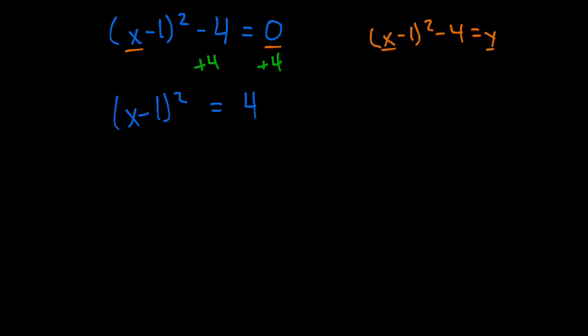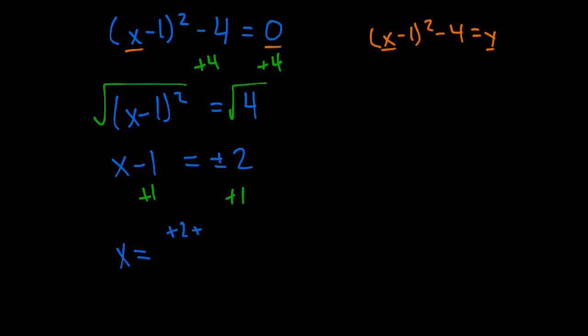Well, then the next thing that we can undo is the squared. How do we undo something squared? We take a square root. All right, square root of that on the left leaves us with just x minus 1. On the right, square root of 4, don't forget the positive and negative, so we have plus or minus 2. And then the last thing to undo is this minus 1. So we add 1, we add 1. So x is either a positive 2 plus 1, so that's 3, or x is a negative 2 plus 1, which is a negative 1. So 3 and negative 1.